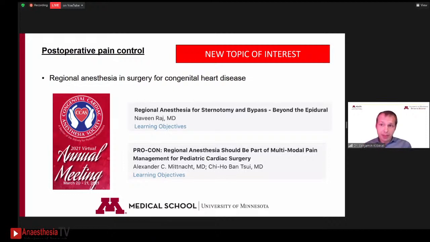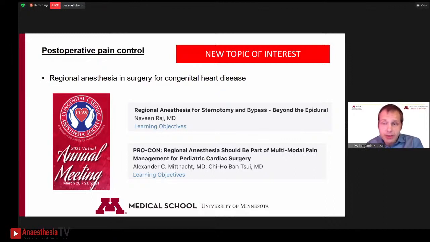Now, for postoperative pain control, as Dr. Sethi already mentioned, this is in the pediatric realm a new topic of interest. For a long time, for our sternotomies, we did not think about any regional approaches. There were here and there certain attempts at local wound infiltration that were met with varying degrees of success.